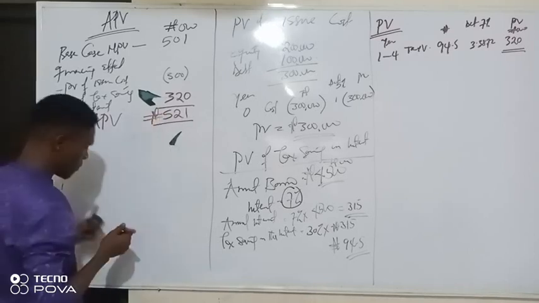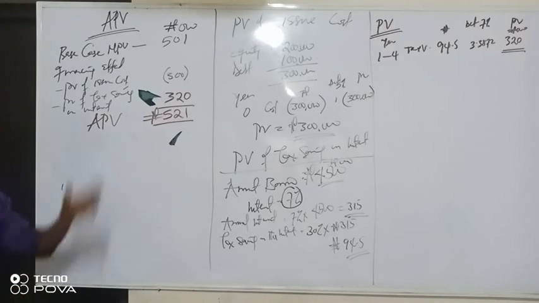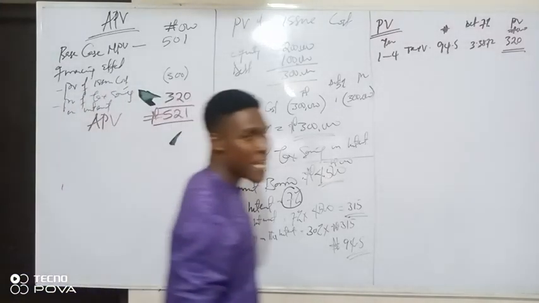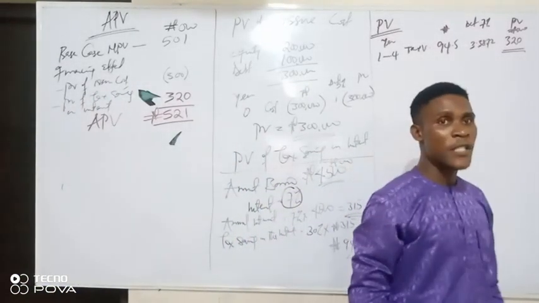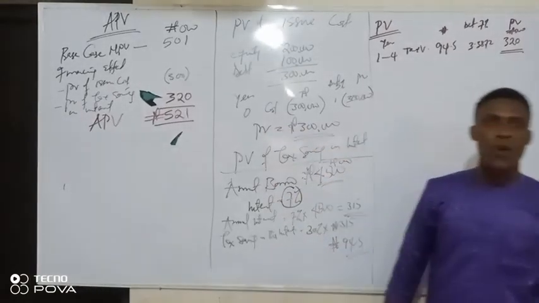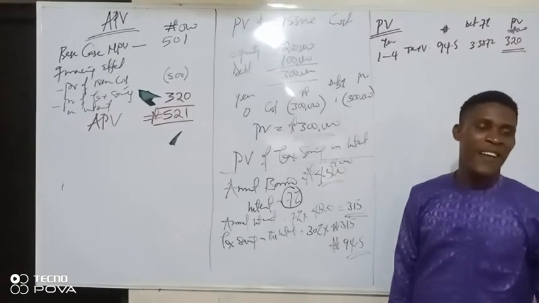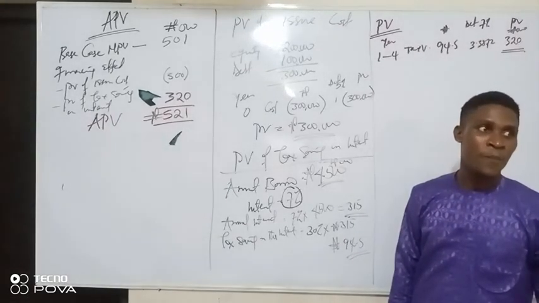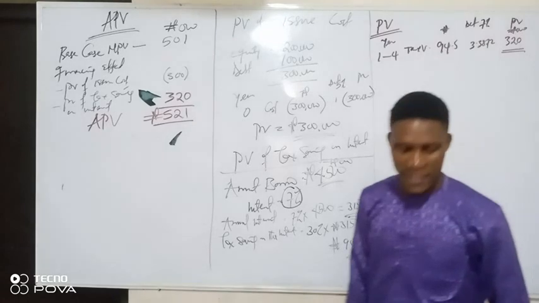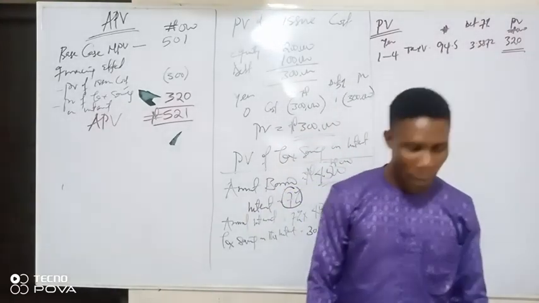So if we use NPV, NPV said negative last time, have we? But if you use APV, APV says you are positive 521. Which one should override that one? So, in view of that, we have come to the end of APV from our ICAN part.